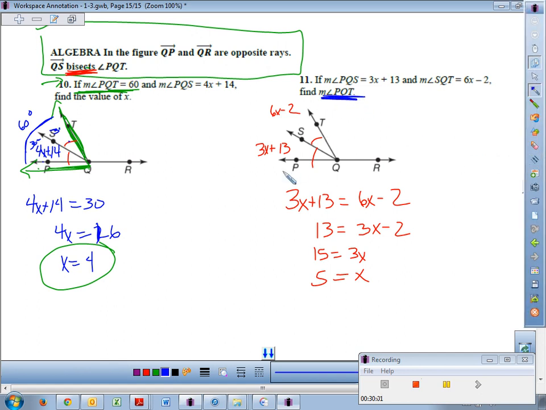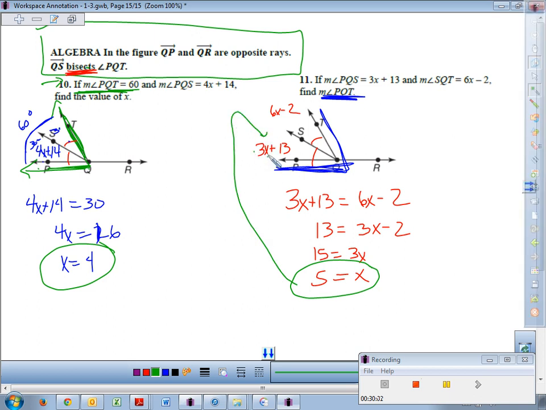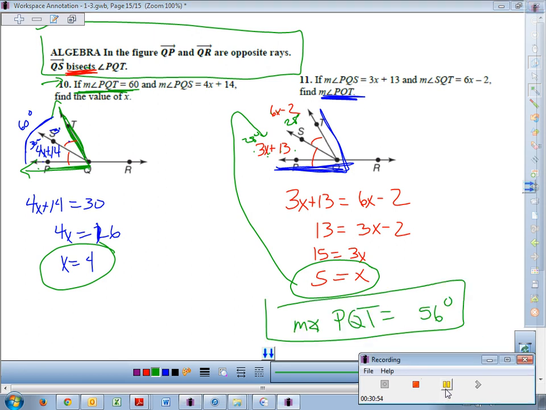Find the measure of angle PQT. So PQT is the whole thing. Like I said, if you need a highlighter, use it. If you don't need a highlighter, don't use it. But 5 times 3 is 15, plus 13 more is how much? 15 plus 13 is 28. This one better turn out to be 28 also. So 6 times 5 is 30, take away 2 is 28, and then I'll let you answer the question. And get the measure of angle PQT equals 56 degrees.